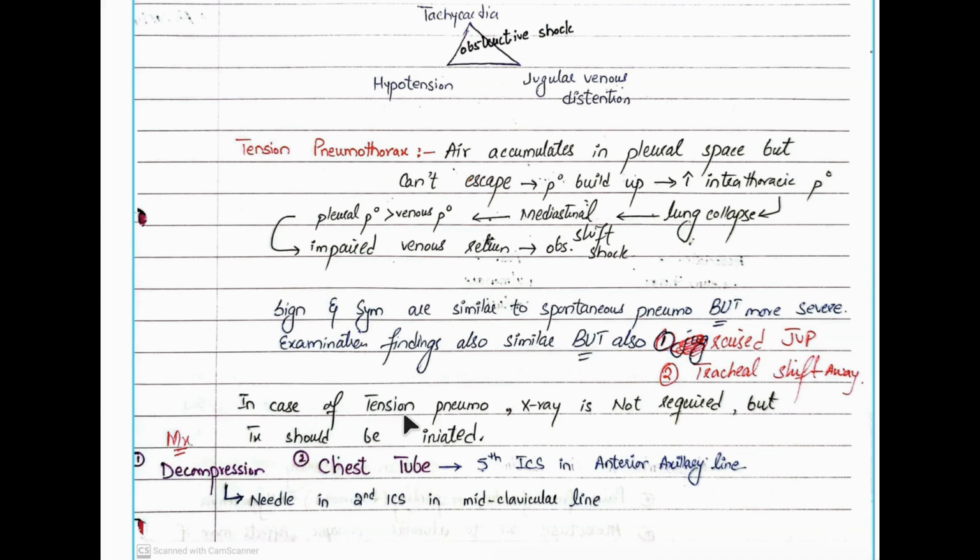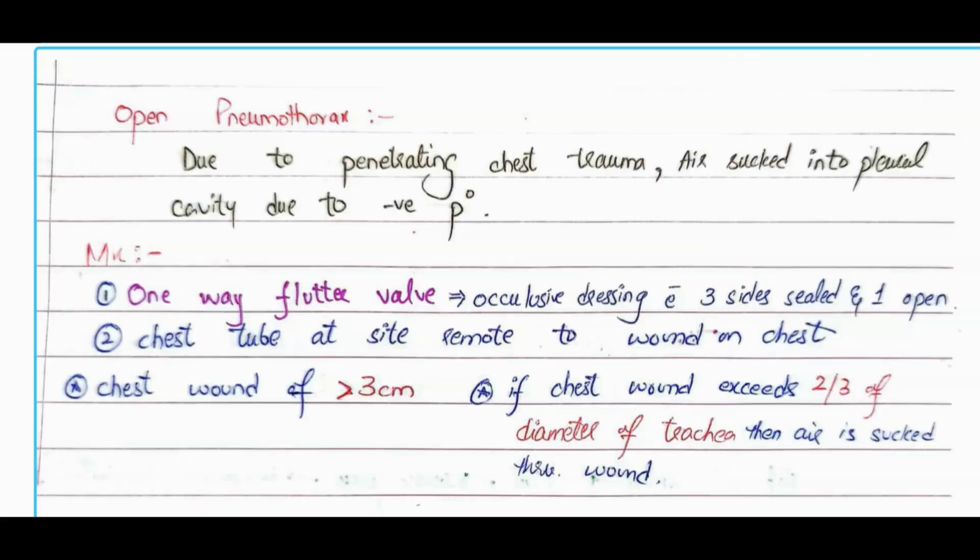Tension pneumothorax is a clinical diagnosis, and the books say that X-ray should not be awaited, but instead the treatment should be started. We have two treatment options: decompression by the needle, that is in the second intercostal space in the midclavicular line, followed by definitive management, that is chest tube, which is done in the fifth intercostal space in the anterior or mid-axillary line. But according to the latest ATLS guidelines, the needle decompression and chest tube should both be passed in the fifth intercostal space in the mid or anterior axillary line.